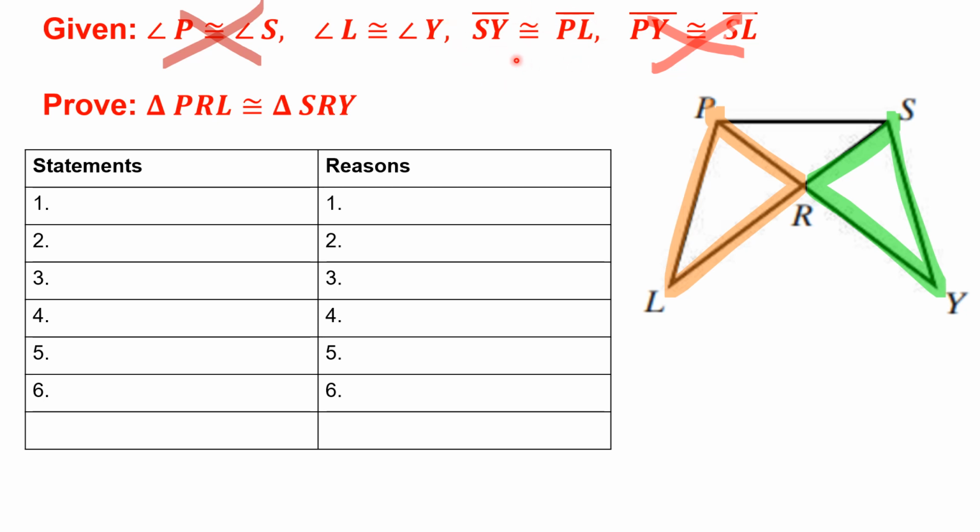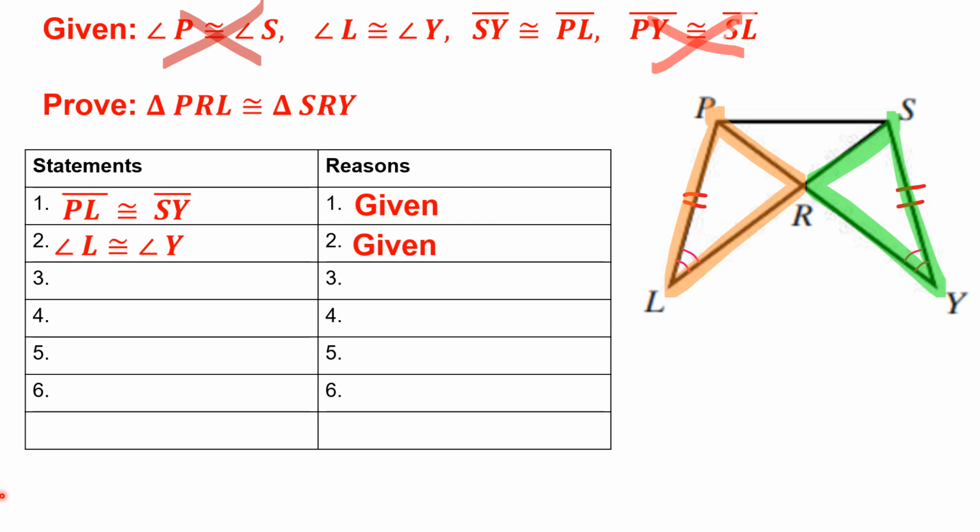I'm going to start with the line segment SY is congruent to line segment PL, but you could start with angle L is congruent to angle Y. So there's really no rhyme or reason as to why I did the line segment first. Those two are congruent and that was given to us. And then the two angles are congruent, angle L and angle Y, and that was also given to us. You can see that I've marked those as congruent on my triangles.